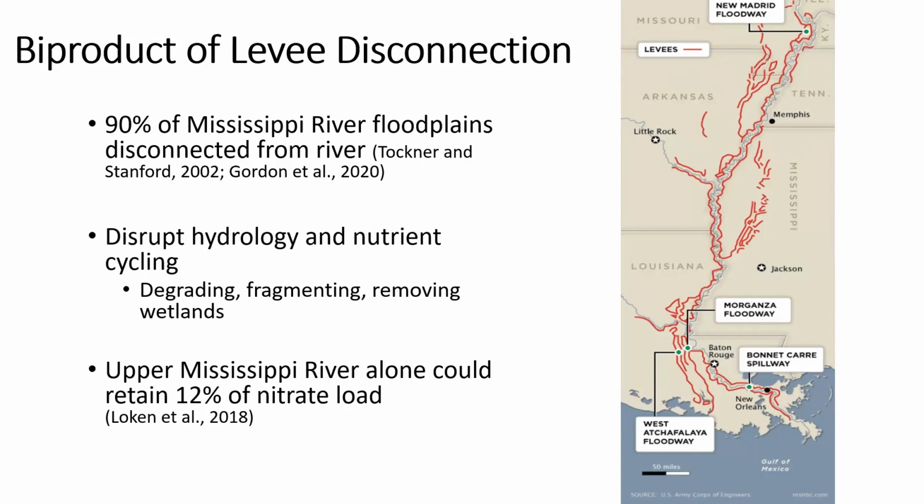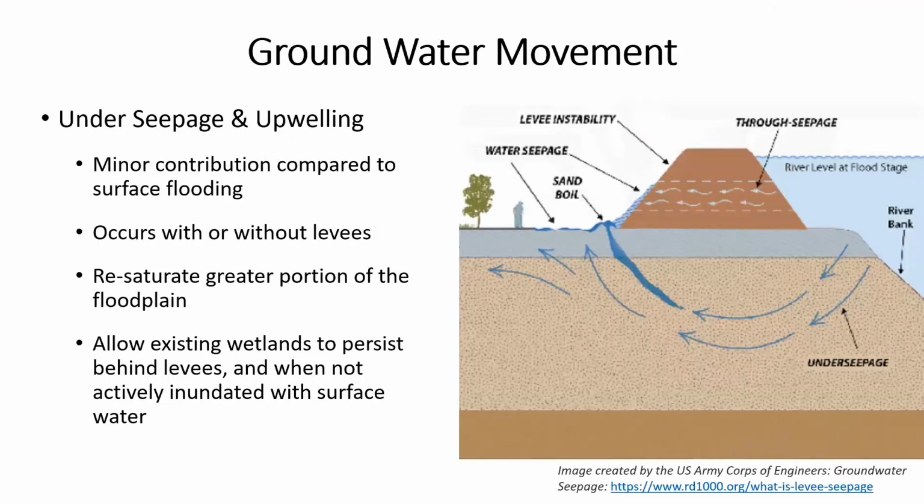And these wetlands are significant because they have substantial nutrient retention potential. In the upper Mississippi River alone, we could retain nearly 12% of the nitrogen load currently passing through that region. Ultimately, though, this isn't as simple as surface water inundating these wetlands or these floodplains. We need to think about the groundwater movements as well, particularly under seepage and upwelling, as they can occur both with and without levees, but these are ultimately minor compared to the effects of surface flooding.